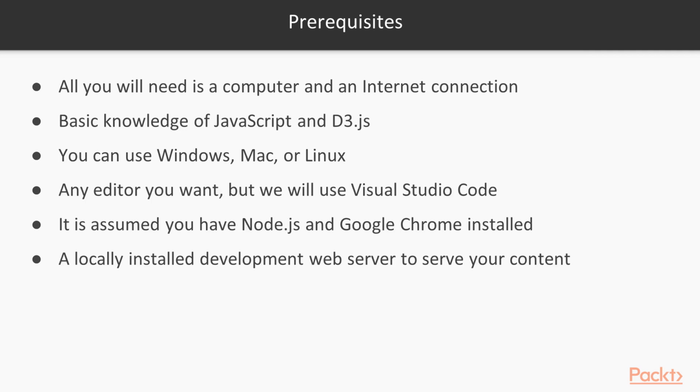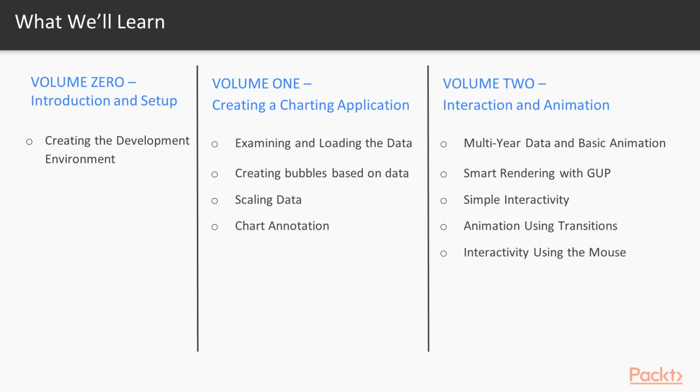For an operating system, you can use Windows, Mac, or Linux. I'll show you how to create a development environment for each. You can use any editor that you desire. I'm going to use Visual Studio Code. It's cross-platform, and if you use it, you'll have an identical experience. It is assumed that you'll have Node.js and Google Chrome installed. And finally, it is assumed that you'll have a web server installed locally to serve up your content into the browser.